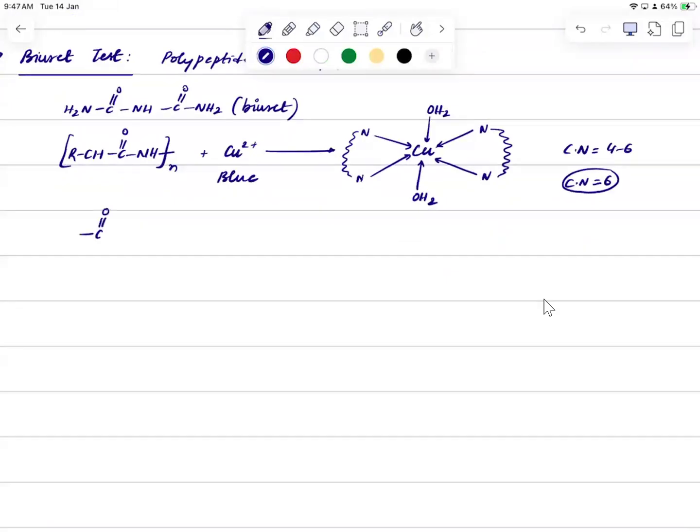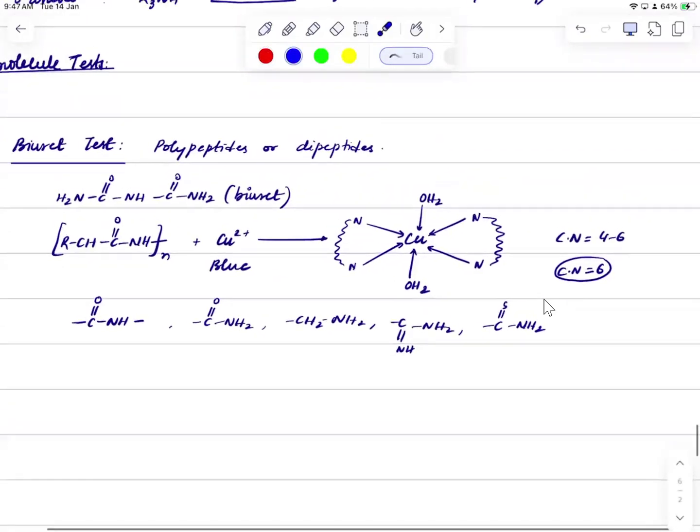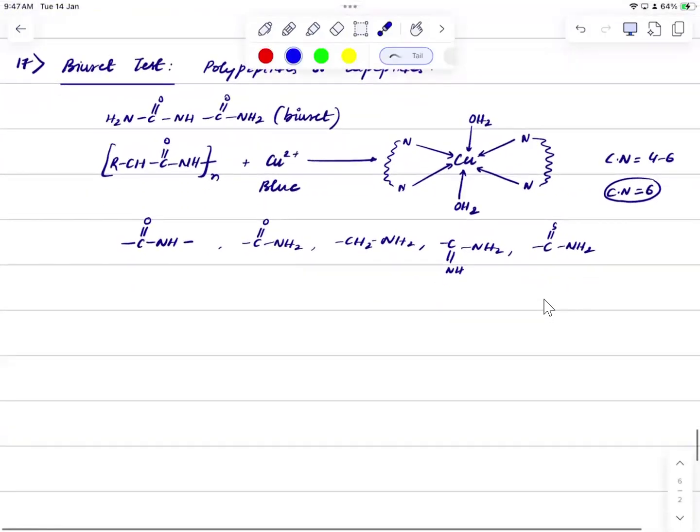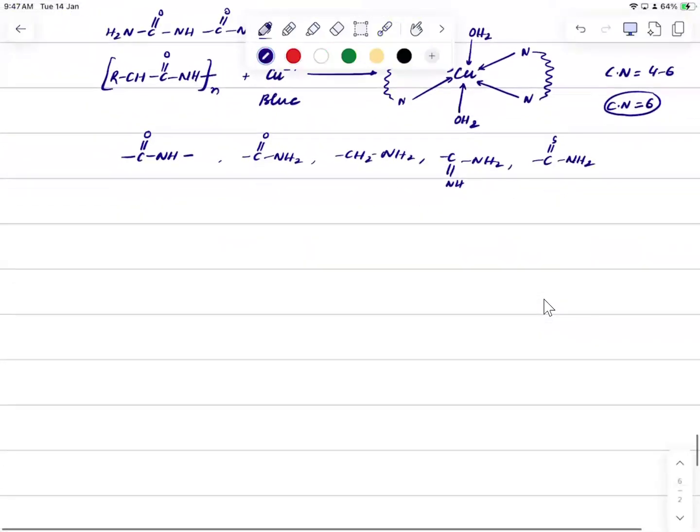Is it only for amides? Not necessarily. If we have C double bond NH, or C double bond NH2 at the end also, or CH2NH2 also. Okay, but there should be two or more than two groups. Then we have C double bond NH and NH2 also, or C double bond S and NH2 also. These kind of groups, we should have at least two of them, then that is going to give you the Biuret test. In short, this test is mainly for polypeptides and at least for dipeptides, not for simple amino acids. Okay, this is Biuret test.